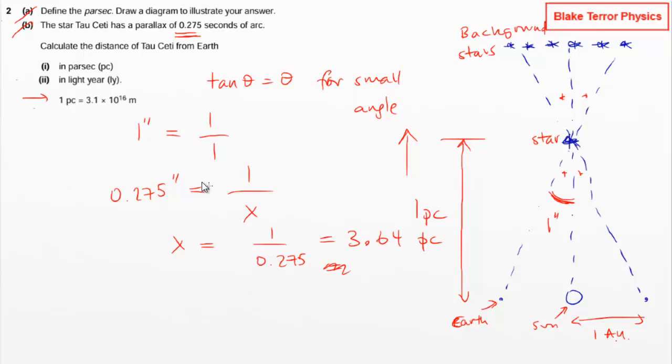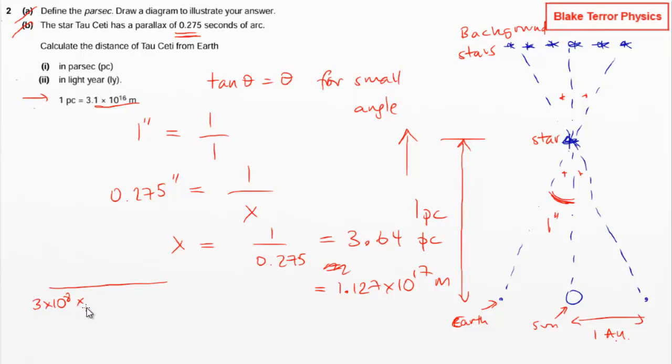So we can turn that into meters just by multiplying it by 3.1 times 10 to the 16. So that gives us 1.127 times 10 to the 17 meters. Now if we want to get this into light years, we're going to have to divide by the distance that light travels in a year. So 3 times 10 to the 8 is our speed of light. That's our meters per second.